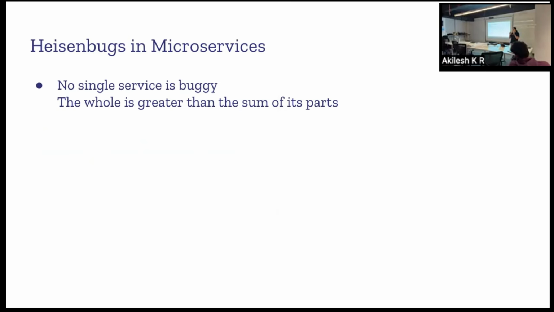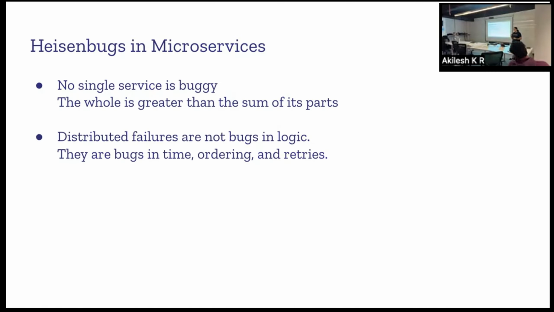Because the sum of all parts is not equal. The whole is never equal to the sum of all of its parts. It's always greater than that. And the bugs are not actually in the logic, right? If we test the services for functional completeness, they work fine. But the bugs are in the timing of the messages. It's in the timing of the messages, the order in which these messages arrive at different phases. It's actually in the interleaving of these different methods and requests where these bugs actually lie.